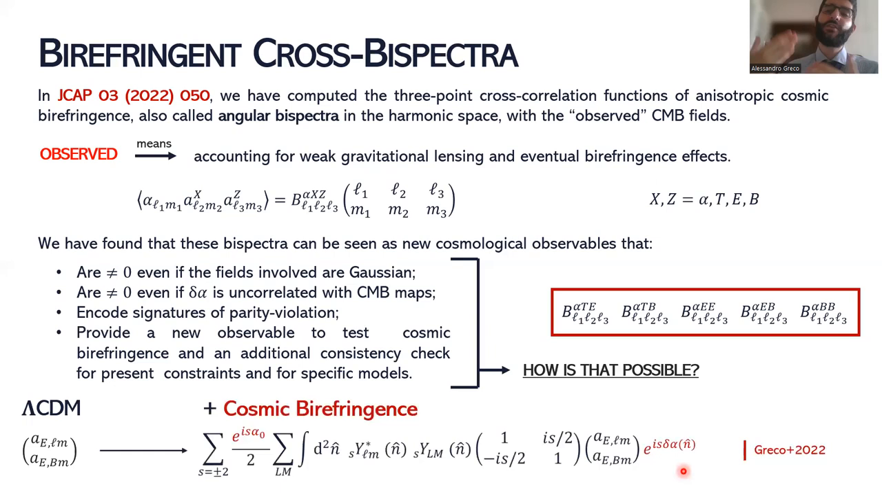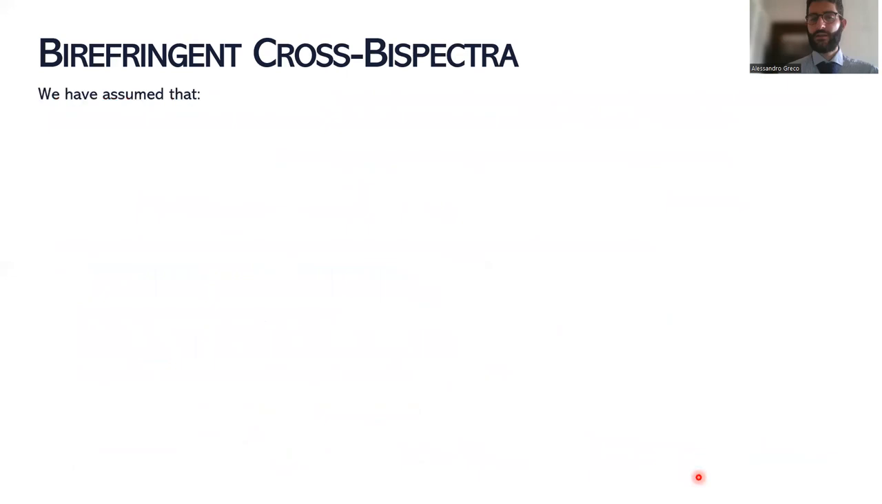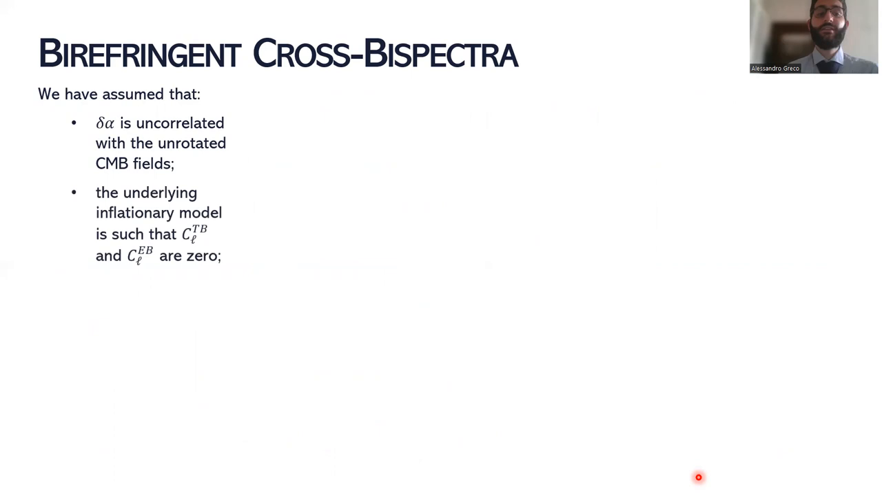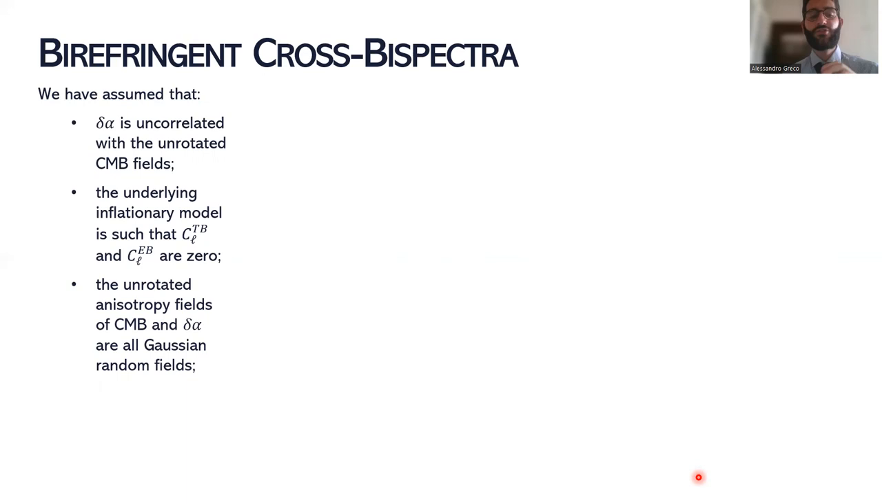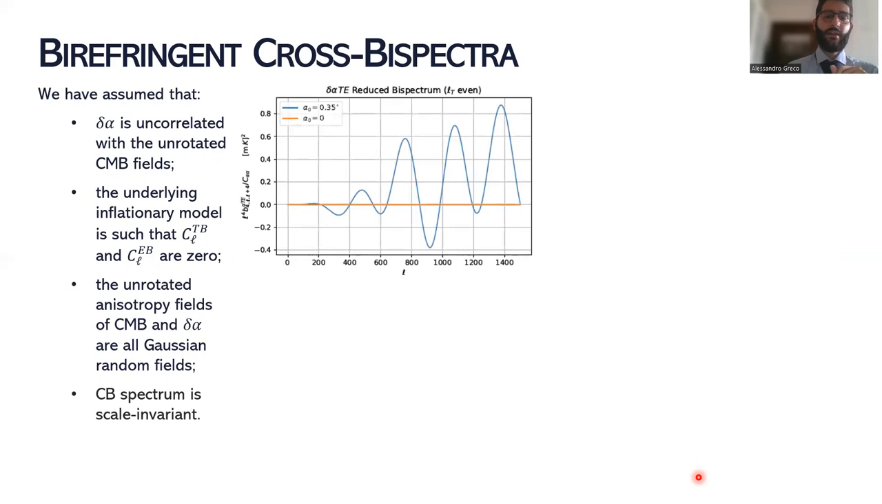Because you have a sort of observed, propagated, non-primordial non-Gaussianity, which is induced by this new term, these new fields inside the polarized field. And in order to find some plots, some results, we have assumed that delta alpha is uncorrelated with the rotated CMB fields at the 2-point level. The underlying cosmological model is parity conserving, so no primordial cross correlation between T and B modes, E and B modes. The rotated anisotropic CMB fields and delta alpha are all Gaussian random fields at the primordial level. The cosmic birefringence spectrum is assumed to be scale invariant as a sort of toy model test. And we have obtained these plots.